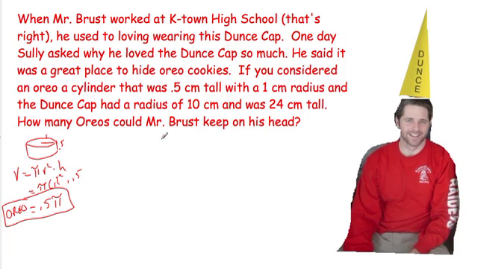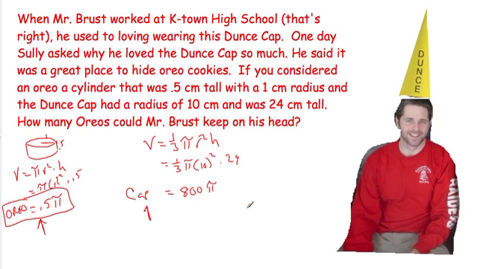Now we want to know, what about this dunce cap? So what's the volume of the dunce cap? Well, that's 1/3 pi r squared h. 1/3 pi, what's the radius? 10. The height is 24. So let's take a look. 10 squared is 100. 100 times 24 is 2,400. Divided by 3 is 800 pi. Alright, so that's the volume of the cap. Now we want to know how many of these go into that. So that's division. So 800 pi divided by 0.5 pi. Pi's cancel out, and we get 1,600 Oreos. Man, he likes them Oreos.